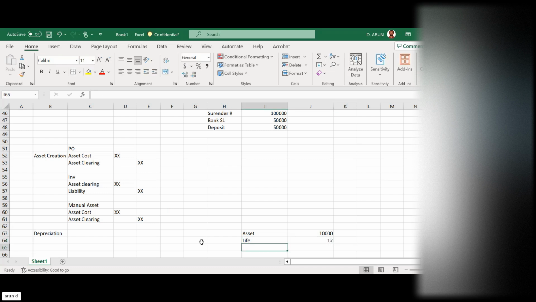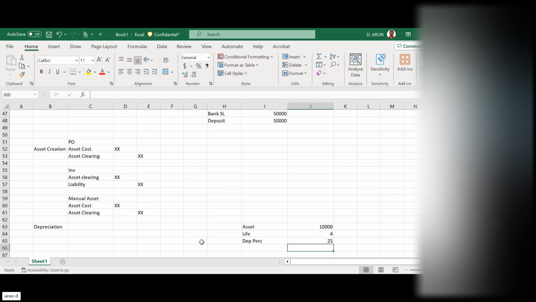Okay, and you will have the depreciation percentage that is defined for each asset. Let's say for this case, the depreciation percent is 25. Okay, so 25% is what we wanted to generate. So instead of 12 months, for the purpose of simplification, let me call this 4. 4 months is the duration that I'm going to use this.